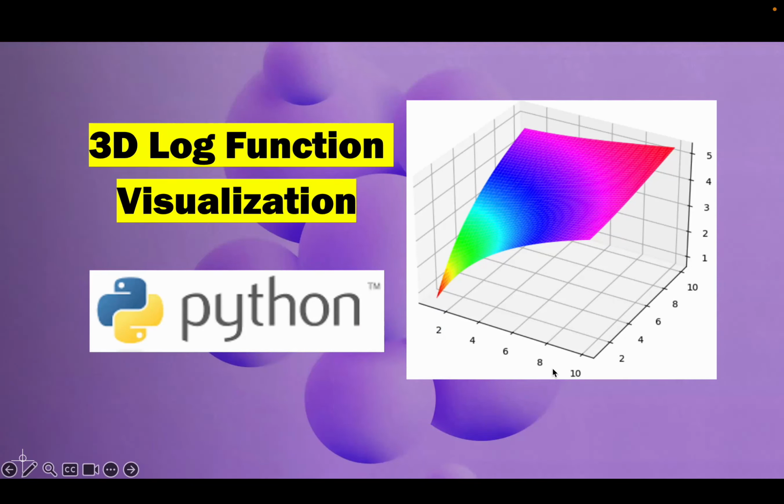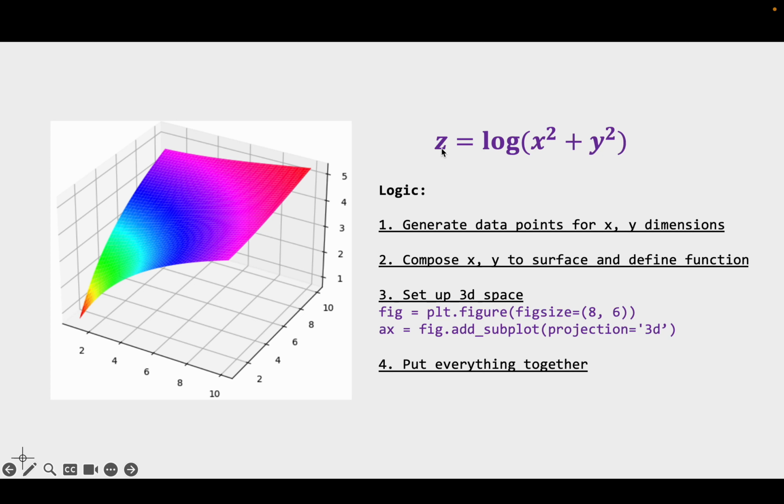In this tutorial, we will learn how to visualize a 3D log function in Python. So let's take a look at this function, z equal to log of x squared plus y squared. If I visualize this function, I can get this result on the left side of this slide.